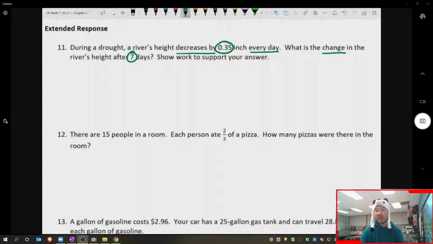The word decreases usually means subtraction, but I notice it's attached to 0.35 inch every day. So decreases by 0.35 inch, that's a negative. It's telling us that we are decreasing by negative 0.35 every day. Each, okay, usually means multiplication, and because we have 7 days it's happening, it does make sense that we have to multiply those 2 numbers together. So if I take 7 multiplied by negative 0.35, it's going to tell us how many inches it decreases by after those 7 days. And from there, once the setup is done, we just got to punch out the multiplication.